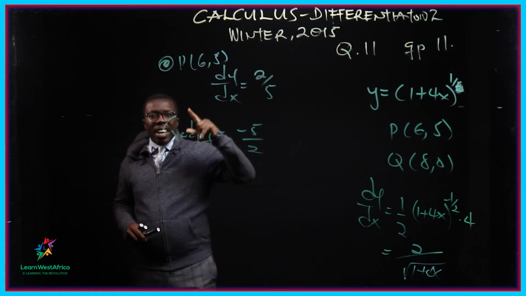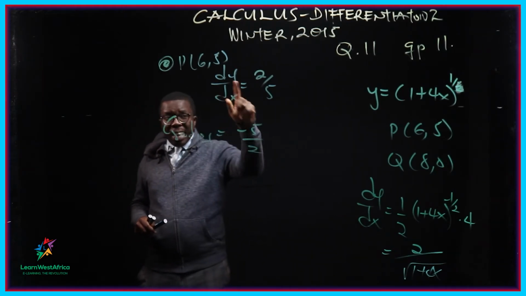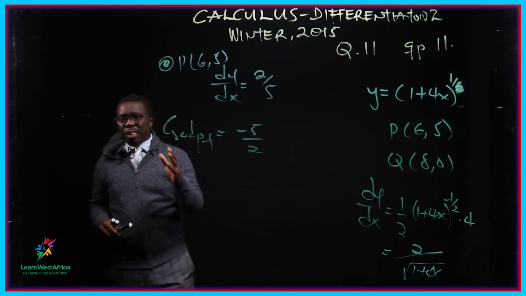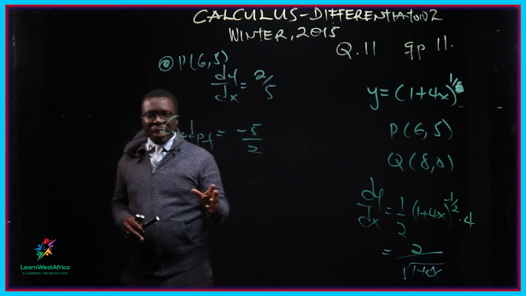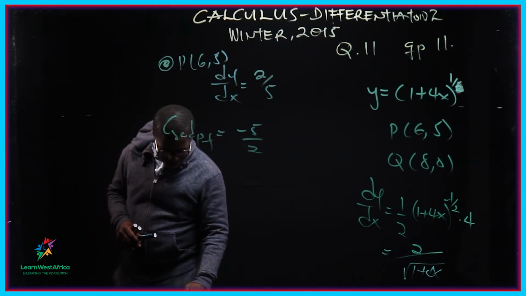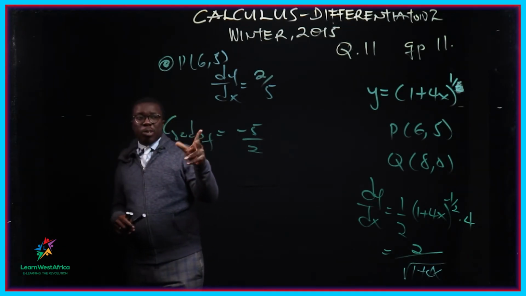So clearly, the negative reciprocal of the gradient of the curve, dy/dx, gives you the gradient of the line PQ. Hence, we can confidently say that PQ is a normal to the curve. So that is the conclusion of that. Okay? PQ is a normal to the curve.